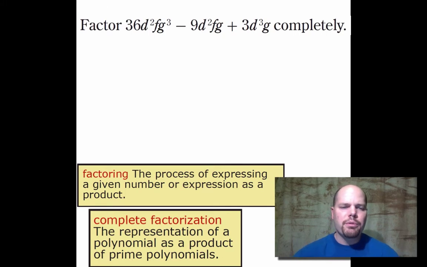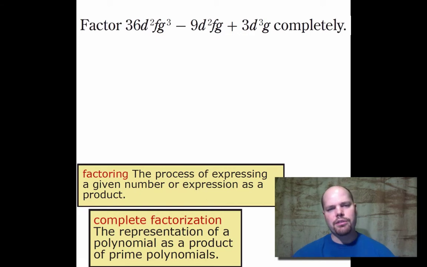All right, so what we're going to use that for is to factor a trinomial like this. Okay, so what is factoring? Factoring, that's the process of expressing a given number or expression as a product. So remember on the beginning screen, it's the reverse process of multiplication. And then to factor something completely means it's going to be the representation of a polynomial as a product of prime polynomials, meaning there are no more common factors, so it's been factored completely.